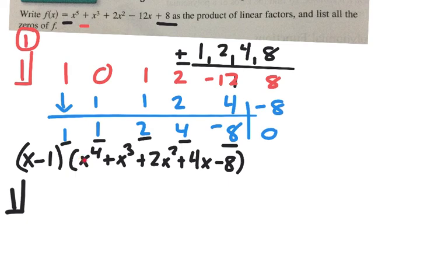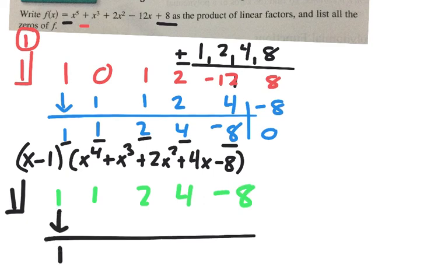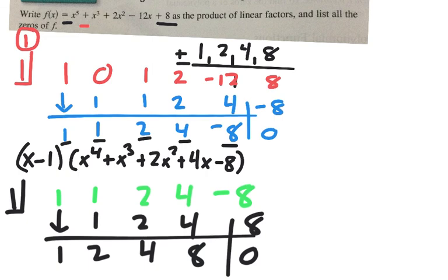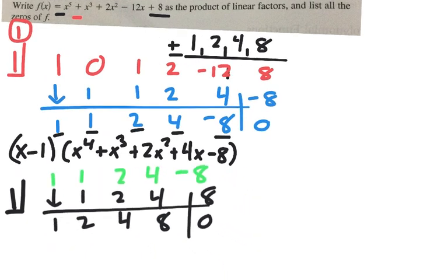But now my coefficients are given here by the new depressed polynomial. So I have 1, 1, 2, 4, negative 8. Bring down the 1. So 1 worked again. So that means I have another 0 up here. I have 1 happening again. So now factored, I have x minus 1 times x minus 1. So we can write that as x minus 1 squared times, and then what do I have left here?